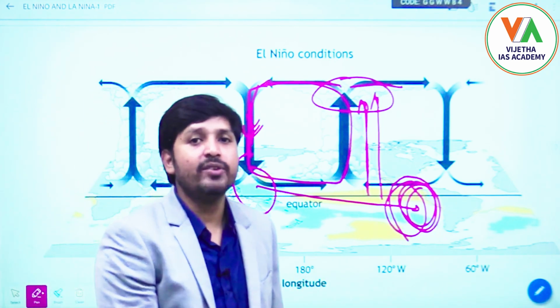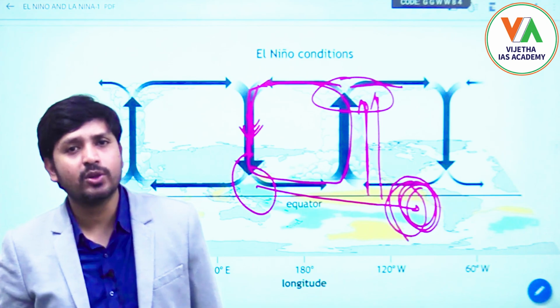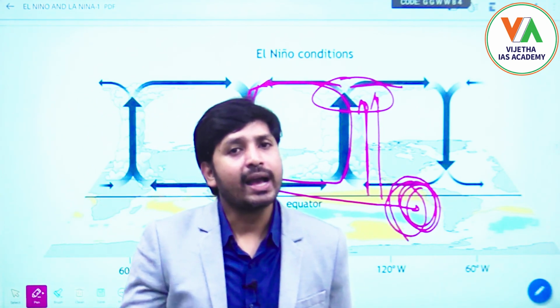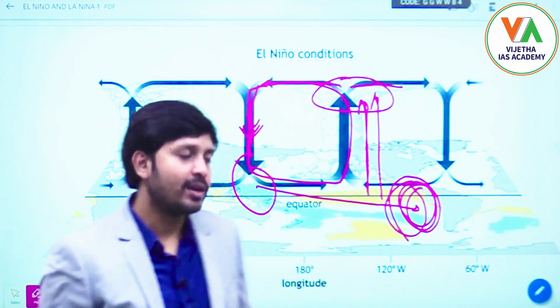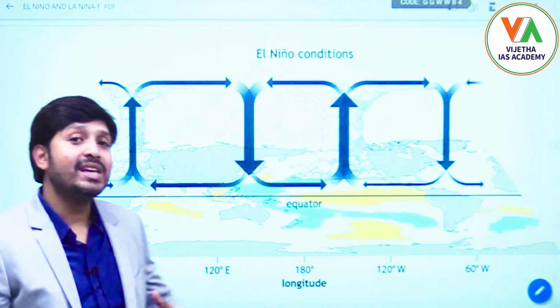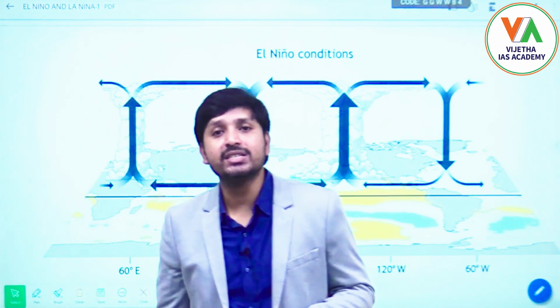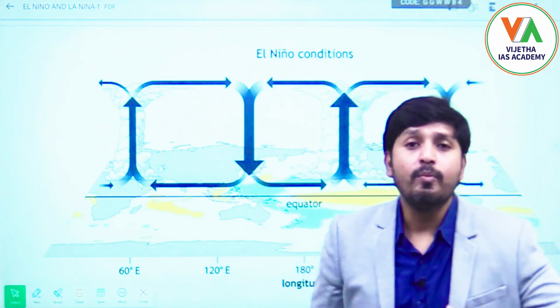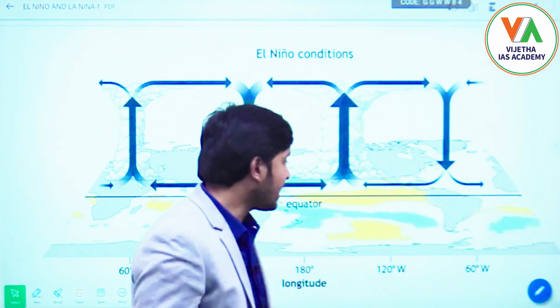Generally this phenomenon is seen around every 7 to 8 years on average, and after every El Niño year there might be chances of a La Niña year also. So we will see La Niña, which is nothing but once again the forming of Walker cycle conditions, but this time the Walker cycle will be very intensified, meaning more intensification of normal conditions will occur.